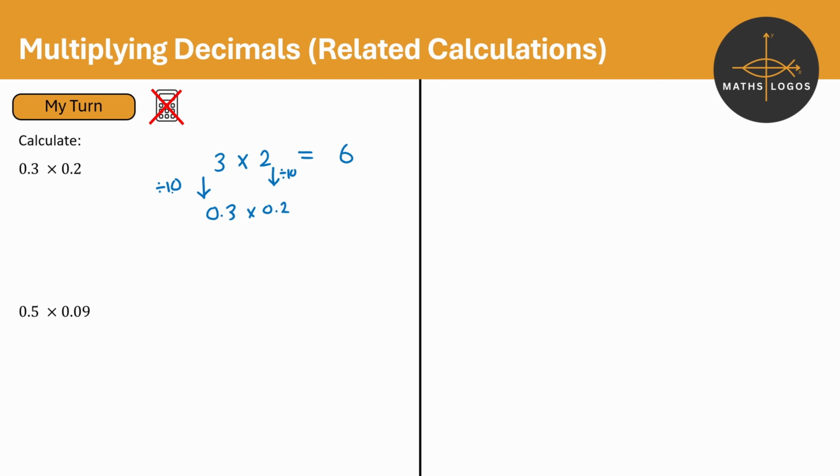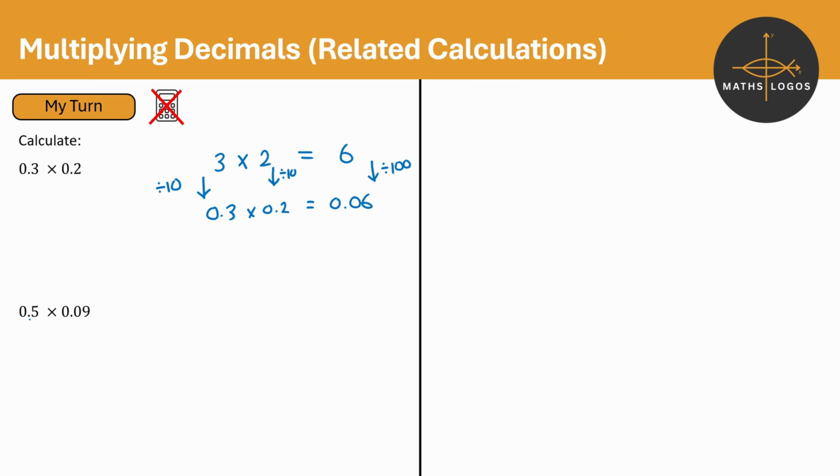Okay. If I've divided by 10 twice, that's equivalent to dividing by 100. So my answer to this calculation is going to be 100 times smaller, and I can write that as divide by 100. 6 divided by 100 is 0.06.